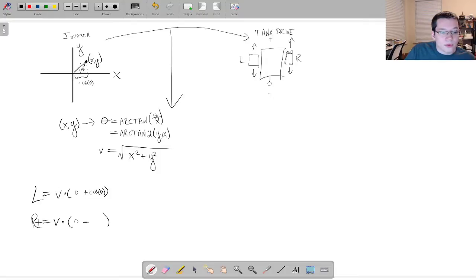And then on the right-hand side, this motor should be going backwards if we're pushing straight right. So this negative cosine theta becomes negative, which is exactly what we want. So that's good. But if we push it straight forward, right now we don't have anything in there that will make it do anything when it's pushed straight forward, because the cosine of 90 degrees is 0.